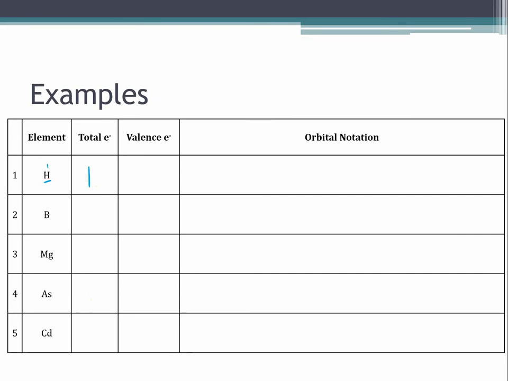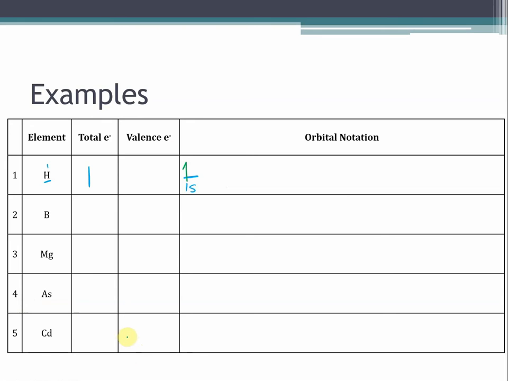We are going to go ahead and draw in those electrons to our orbitals. So remember, the very first orbital, your lowest energy orbital, is the 1s orbital. Start with your lowest energy level, so the smallest number, which is 1, and your lowest energy orbital, which is your s orbital. So we'll draw our 1s orbital, and we'll put a single electron into it. So that's your orbital notation for hydrogen.